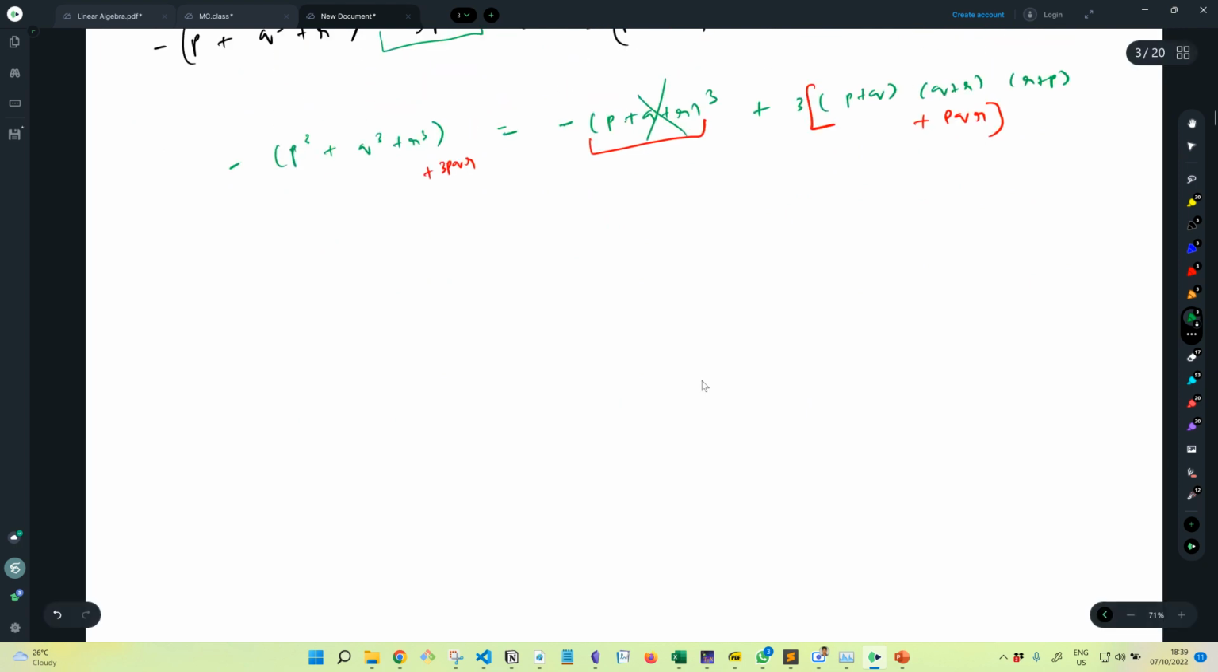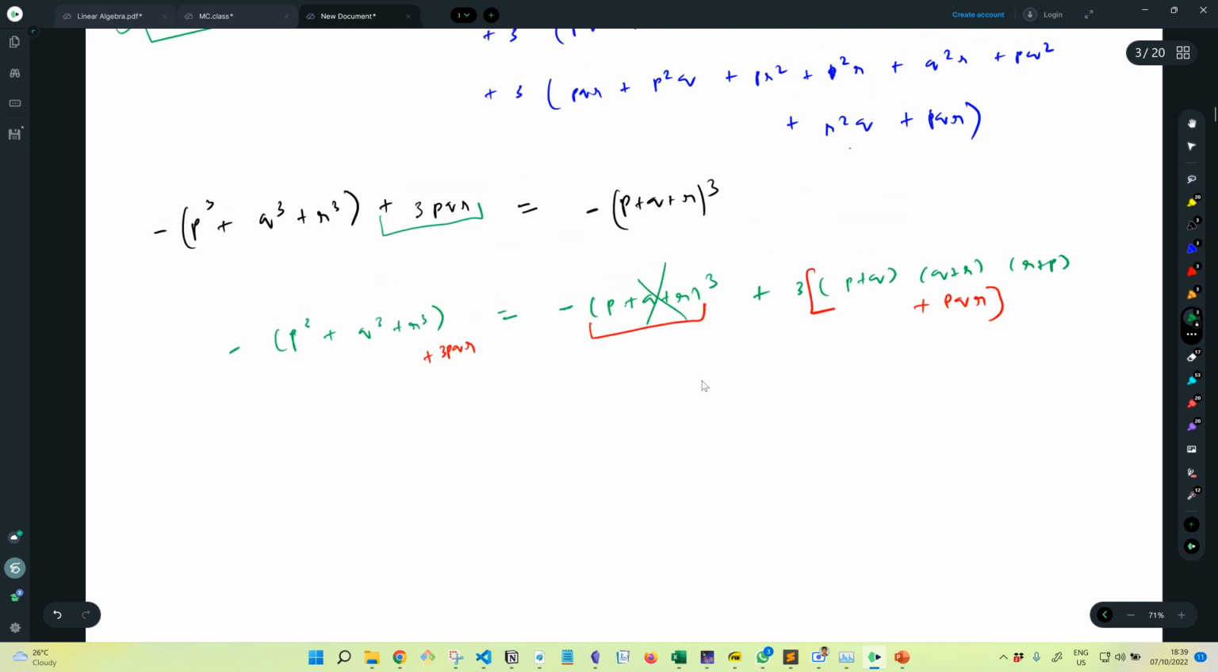Something is not adding up. When p, q, r are equal, then this will be equal to 2p into 2p into 2p, that is 8p cube. This will be equal to p cube.